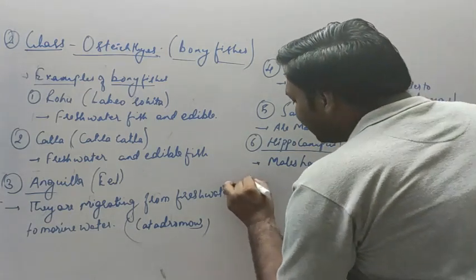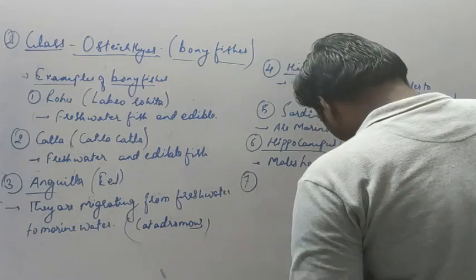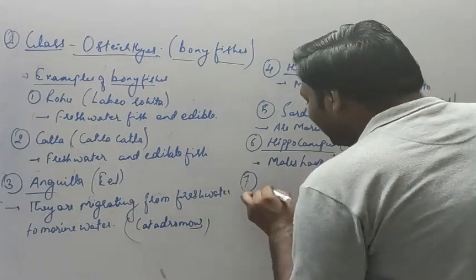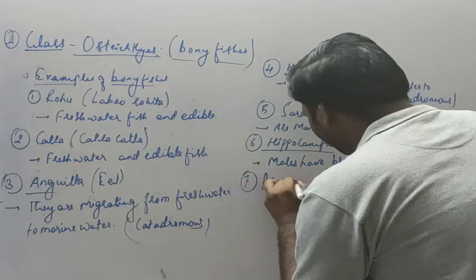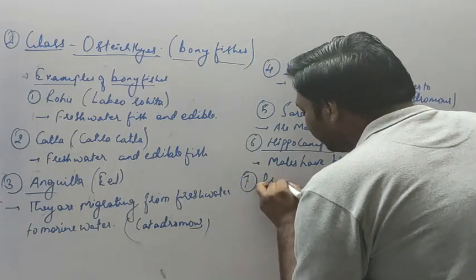The next, seventh example is of lungfish, which is also referred to as Protopterus.